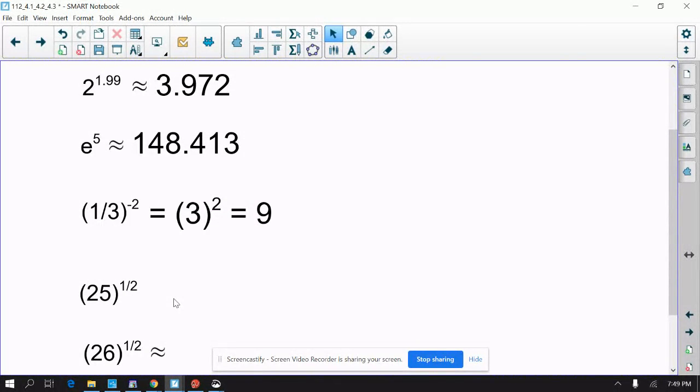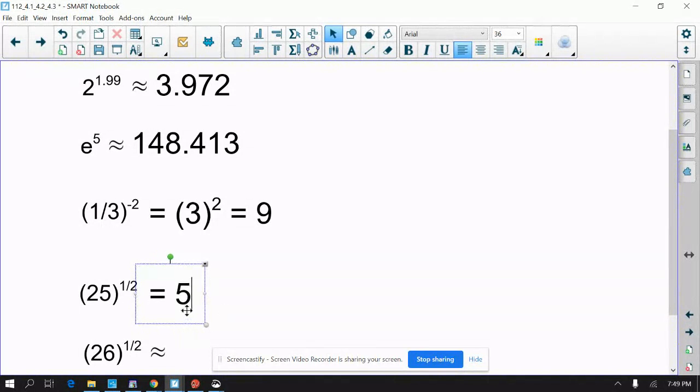This also doesn't have a squiggly line. So 25 to the 1/2 is the same thing as the square root of 25. So that's just 5. Notice I didn't say plus or minus 5, because when the square root is presented to you, it's assumed that they want the positive root 99 times out of 100.